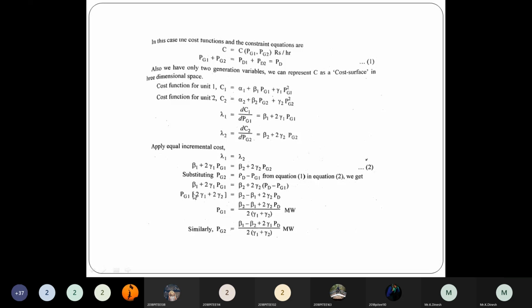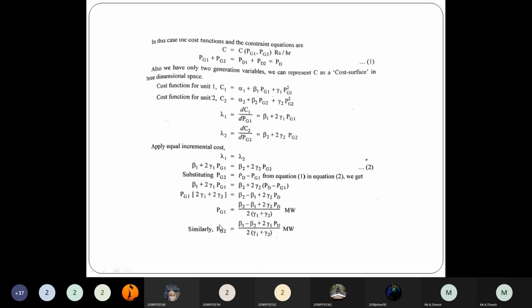So just bring all the terms to the left hand side and take Pg1 as common. So Pg1 times 2 gamma 1 plus 2 gamma 2 equal to beta 2 minus beta 1 plus 2 gamma 2 Pd. From this I may get Pg1. Pg1 equal to beta 2 minus beta 1 plus 2 gamma 2 Pd divided by 2 times gamma 1 plus gamma 2, in megawatts.